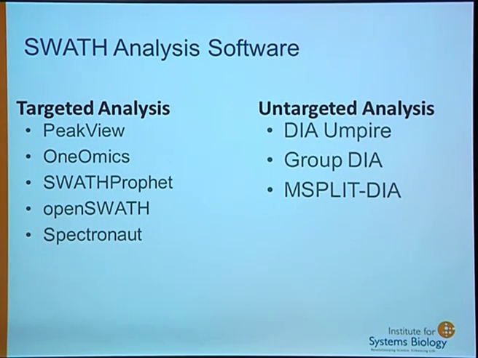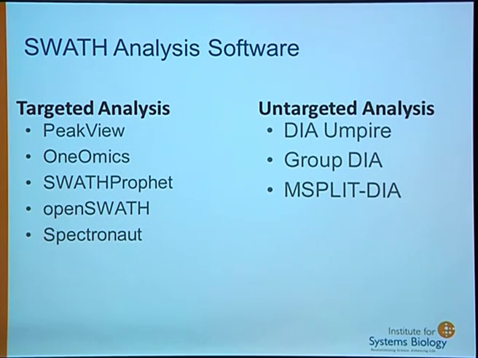Spectronaut is from Biognosys. This is a company. If you want to use this software, you need to spike in these iRT peptides. If you don't have them, the software doesn't let you analyze the data. These peptides, you don't know which ones they are, or I don't know which ones they are, so you have to buy them from them, and that's how they make the money. But I think it's also decent software.